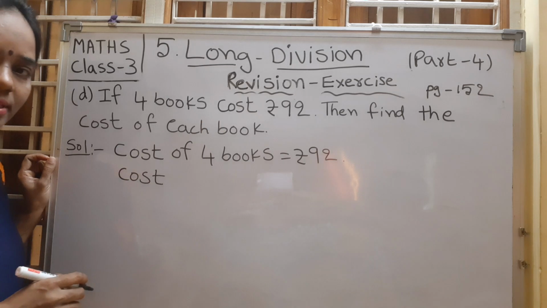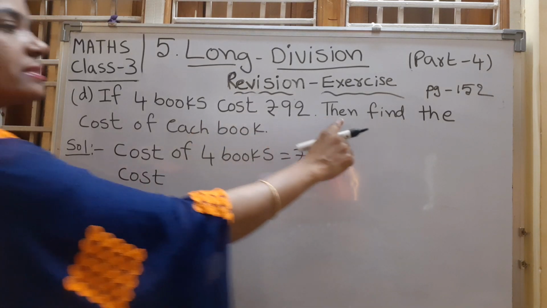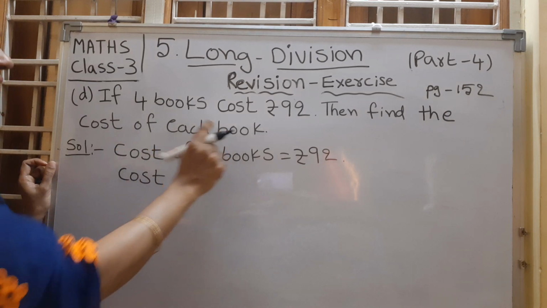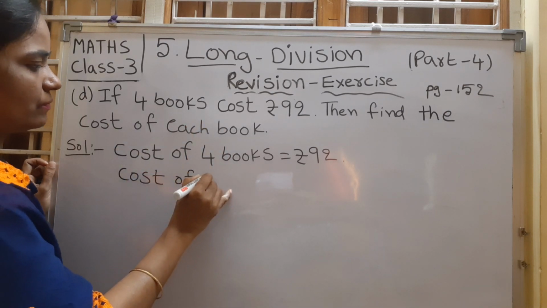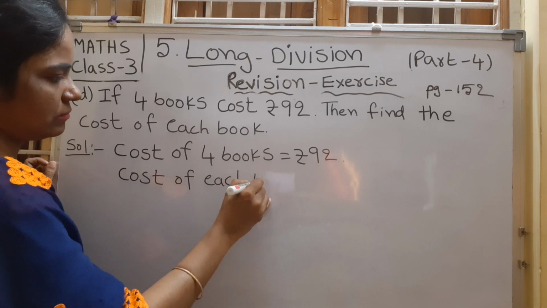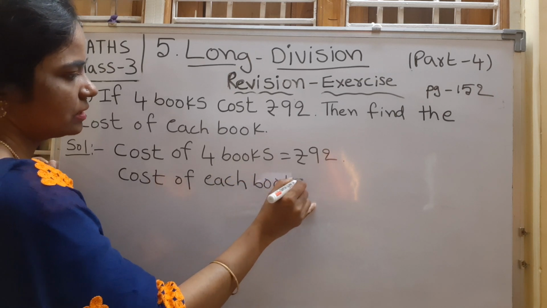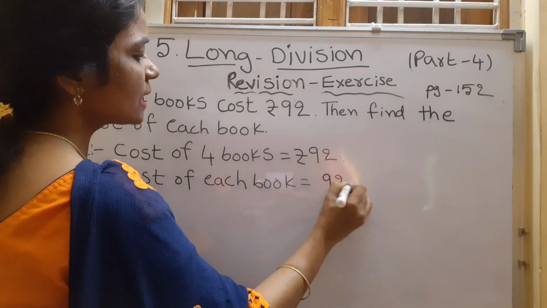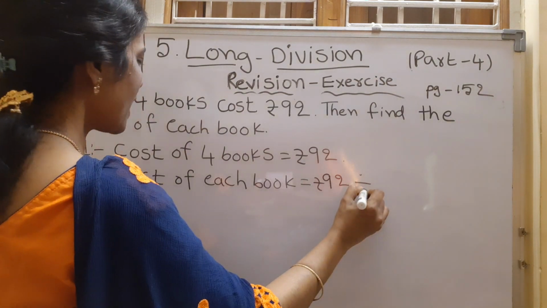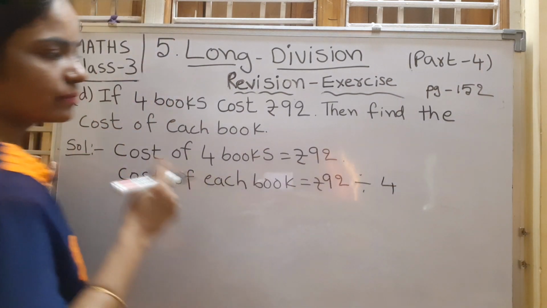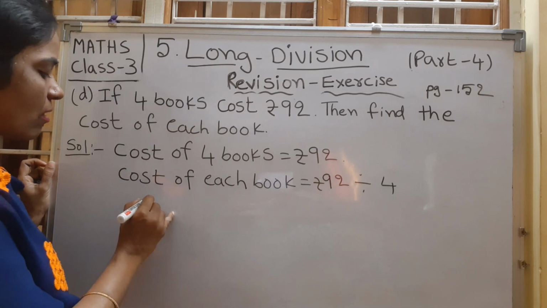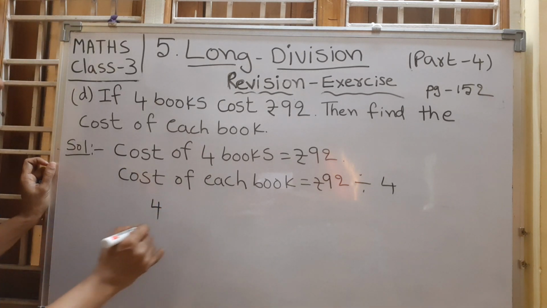What is our second statement? From the second sentence we will get cost of each book. Is equal to, how do you get, children? Very good. Take division, that is 92 rupees divided by 4. We'll give the answer, 92 divided by 4. Now take the long division.